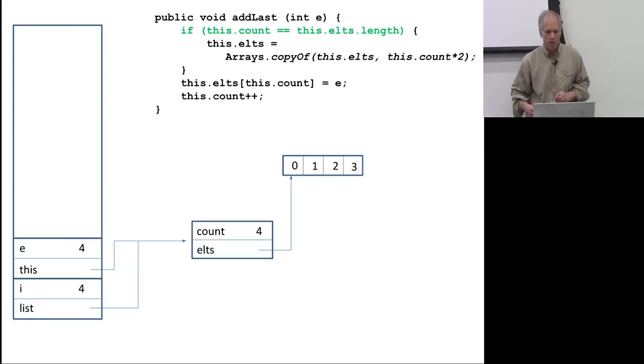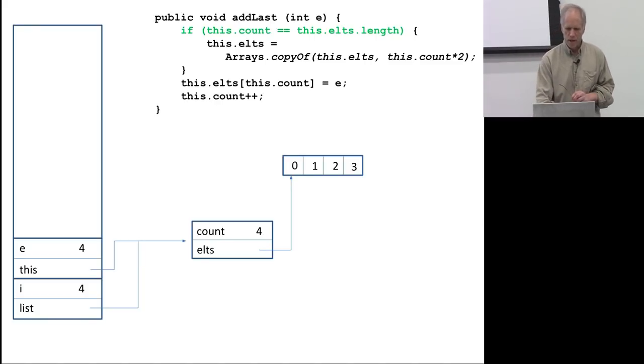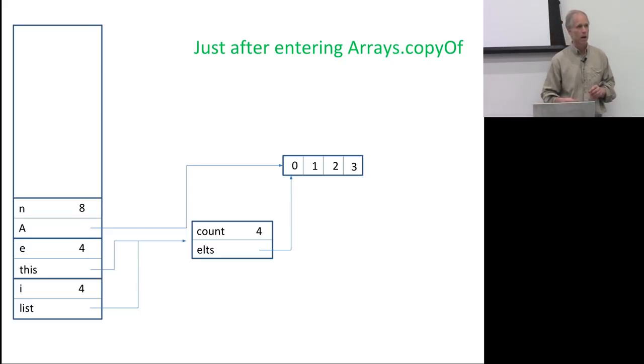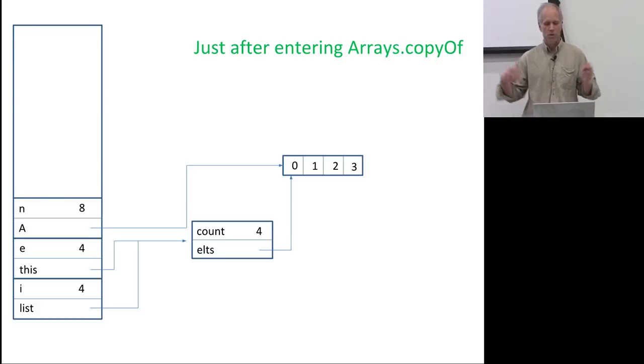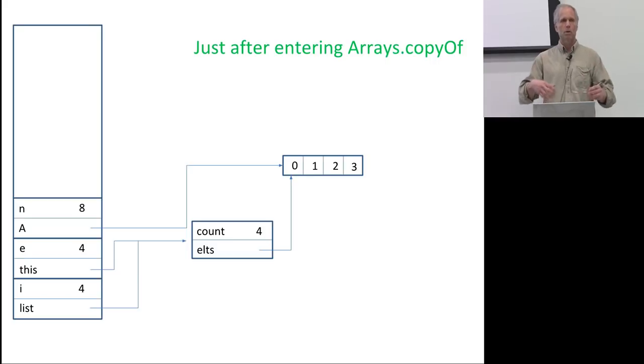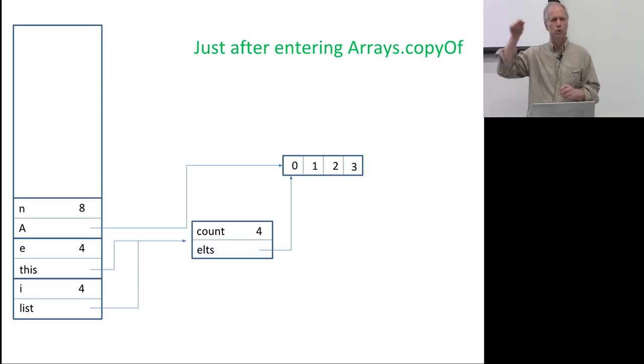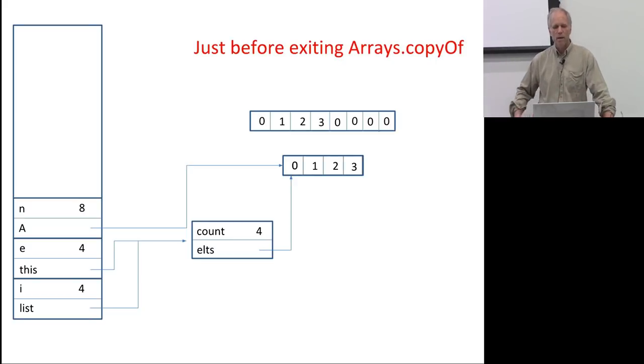But this time, this.count, which is 4, is the same as this.else.length, which is 4. So we're going to have to call Arrays.copyOf. That means we've got to push a stack frame that contains the parameters to Arrays.copyOf. And notice the one parameter a is the reference. So we're passing a direct reference to that array the object contains. And we're passing 8, which is the desired size of the array. It's going to return a copy that's twice as long, but has 0, 1, 2, and 3 at the beginning. So Arrays.copyOf does its thing and creates that array.